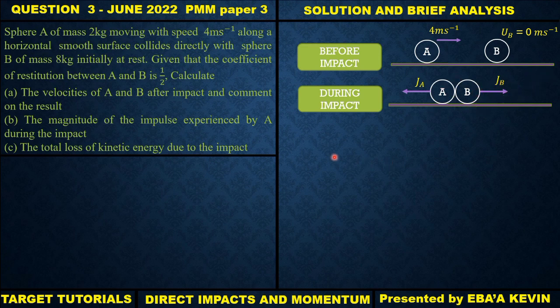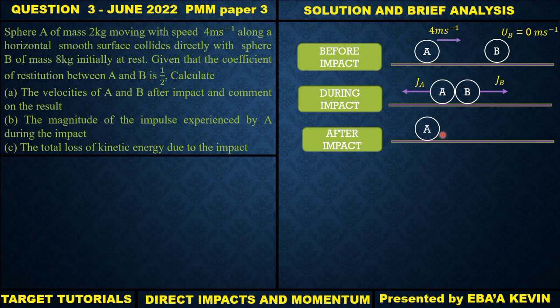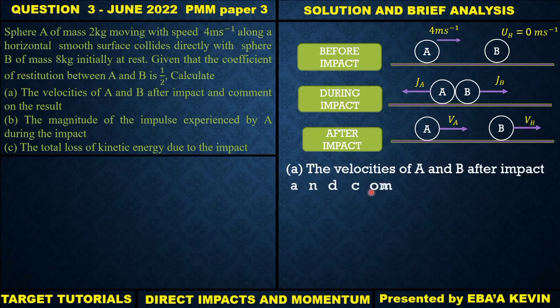And finally, what happens just after impact? After impact, sphere A is going to move with a velocity, let us call this velocity VA, and sphere B is going to move with a velocity, let us call that velocity VB. So the A part of the question is simply asking us to determine the values of VA and VB, the velocities of A and B after impact, and we are also asked to comment on the result.